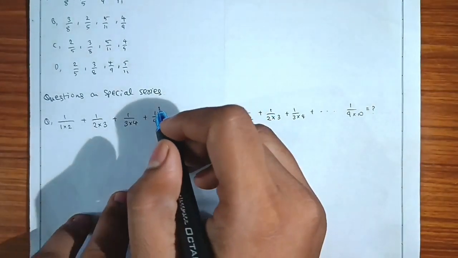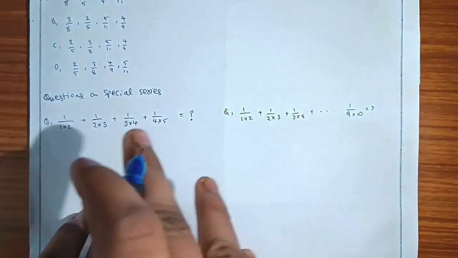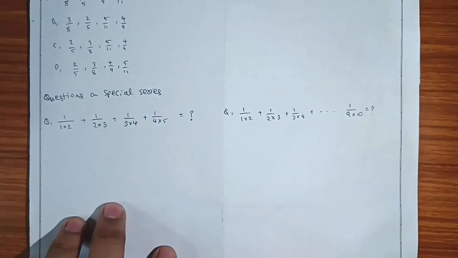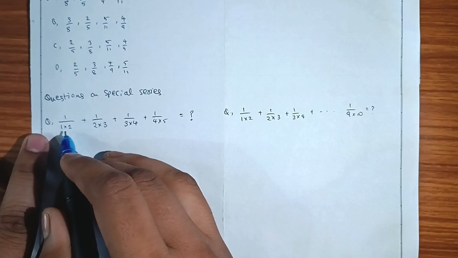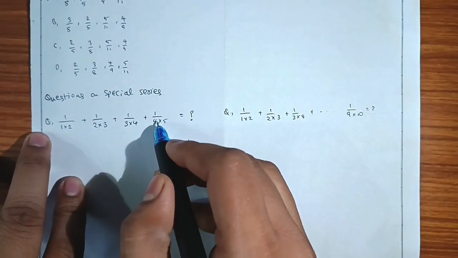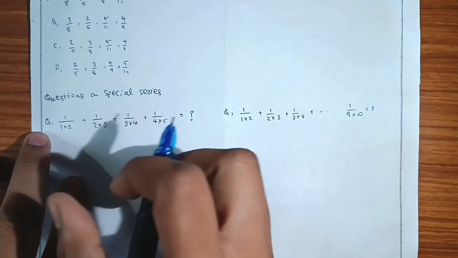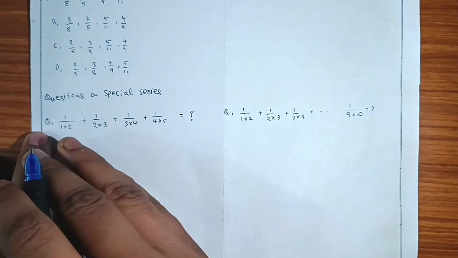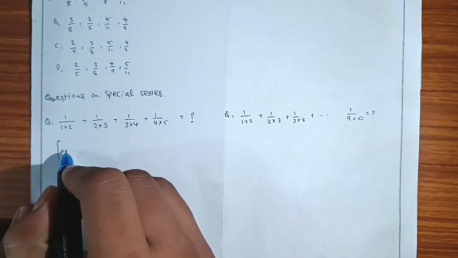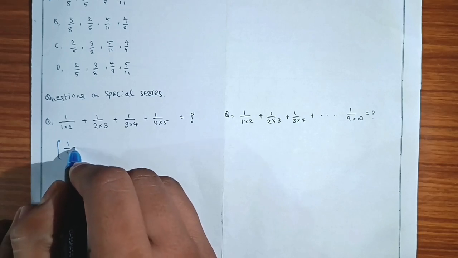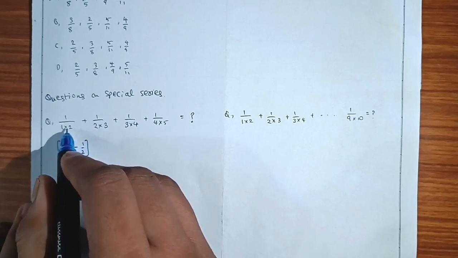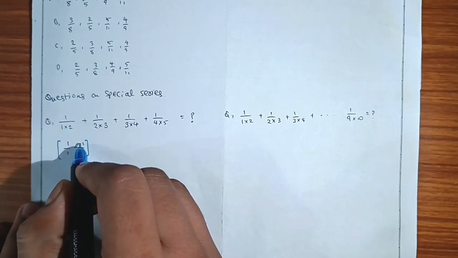Up to now we have seen the basic type of questions. Now let us see the special or advanced type of questions in this part. The first question is 1 by 1 cross 2 plus 1 by 2 cross 3 plus 1 by 3 cross 4 plus 1 by 4 cross 5 equals, and we need to find the value of this entire expression. We can take it like this: 1 by 1 minus 1 by 2, which equals 2 minus 1 by 2, that is 1 by 2.